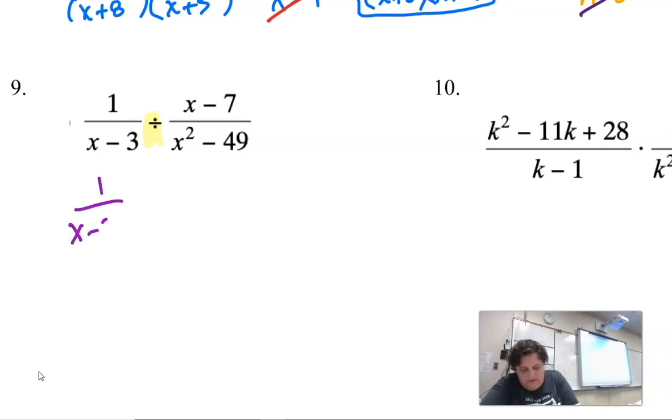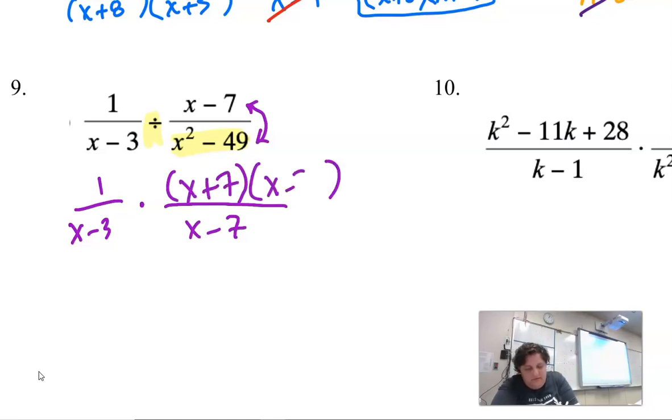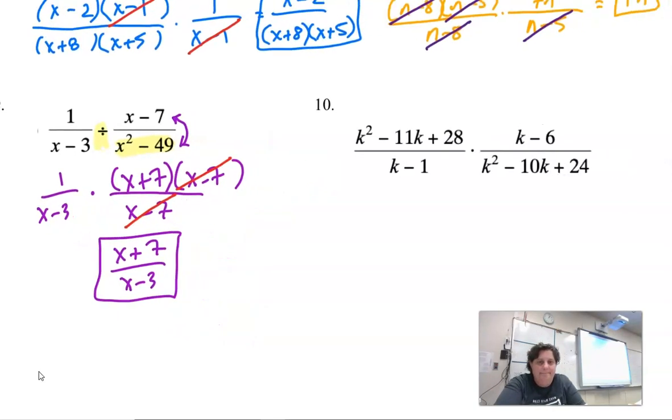This one, the first term will stay the same. This one will flip. So the x minus 7 will go on the bottom. This needs to go on the top. Remember, guys, that when there's only two terms like that, and they're both perfect squares, and if it's a number that's a perfect square, you recognize it like 49. We go like this. One is x plus 7, one is x minus 7. Cancel that out. And so my answer is x plus 7 over x minus 3.